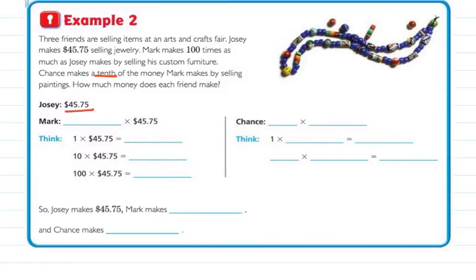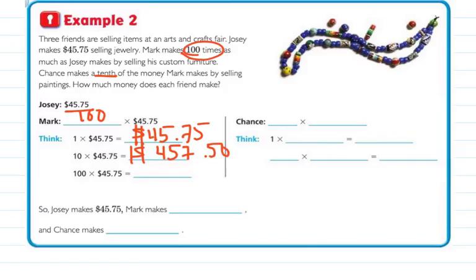If we know that Mark makes 100 times as much, we know we're going to multiply 100 times the amount Josie made. So if we do 1 times $45.75, we get $45.75. If we do 10 times $45.75, we get $457.50. And if we multiply 100 times $45.75, we get $4,575.00.